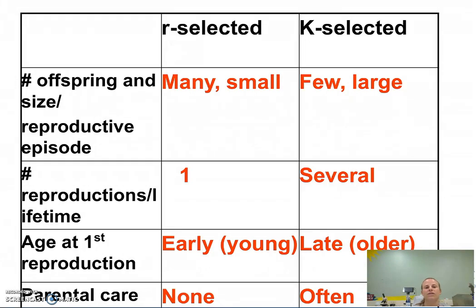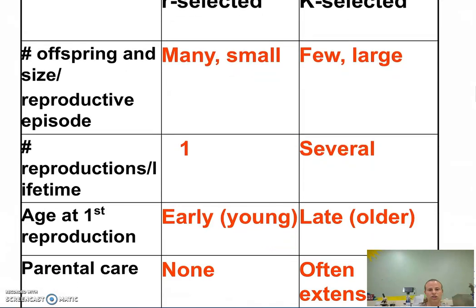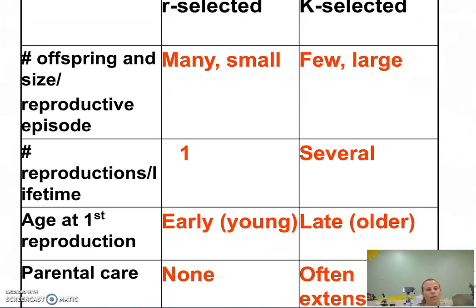For example, elephants give birth to one elephant every 2 years. Humans give birth to, well, I guess 1 human, 2 humans if it's twins, 3 humans if it's triplets, but still a relatively small number. And their gestation period is 9 months. That's relatively long. R-selected, how many reproductions do they have in a lifetime? Only 1, whereas K-selected organisms can have several numbers of offspring or numbers of reproductions in a lifetime.